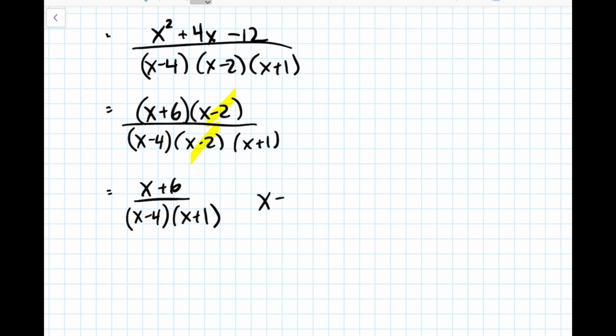For NPVs, we've got 4, -1, and 2. And so there you go. That's how you deal with non-common denominators.